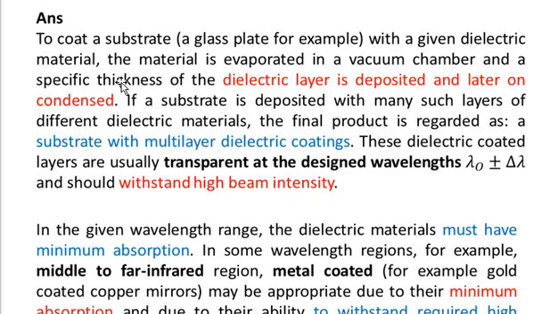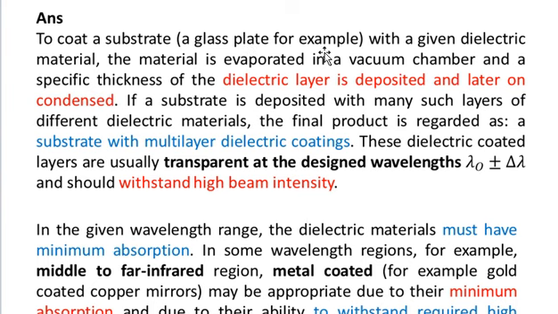The answer is, to coat a substrate, a glass plate for example, that is we want to use a glass plate as a substrate with a given dielectric material. The material is evaporated in a vacuum chamber and a specific thickness of the dielectric layer is deposited and later condensed. So this process is done on a substrate: we are given a dielectric material and we evaporate that material in a vacuum chamber, and a specific thickness of that dielectric material is deposited, for example in this case on the glass plate, and then it is condensed.